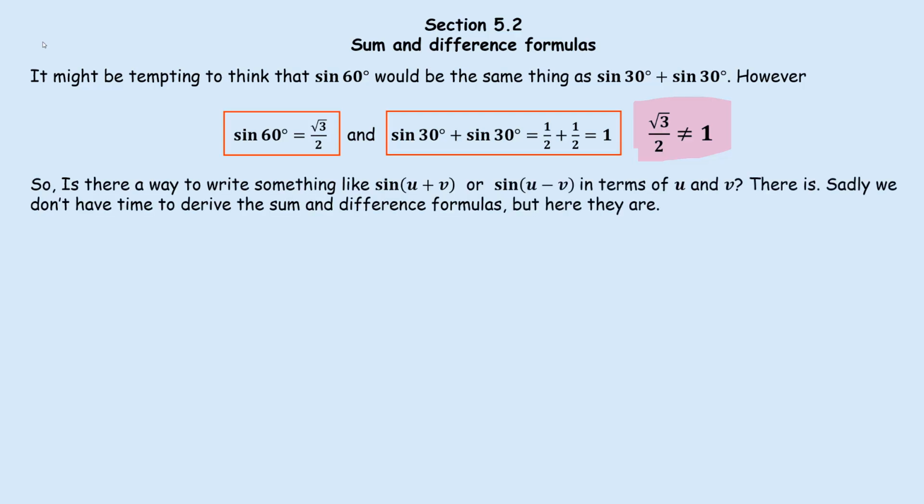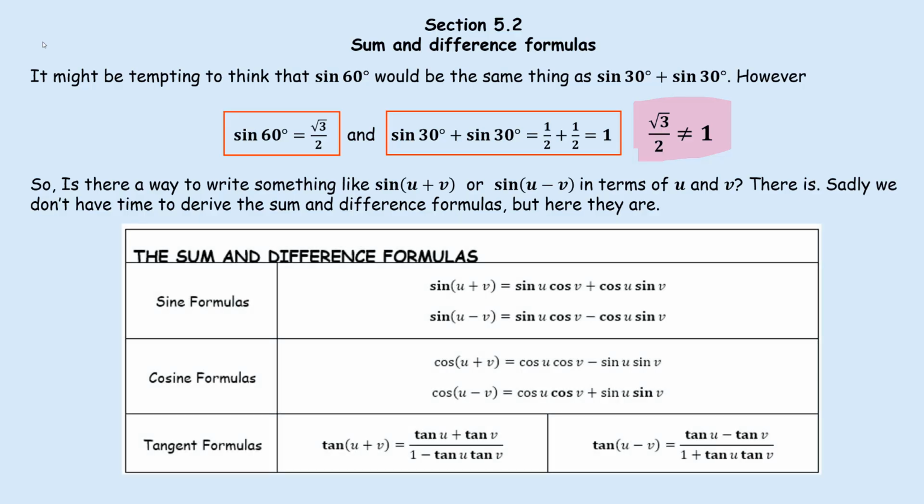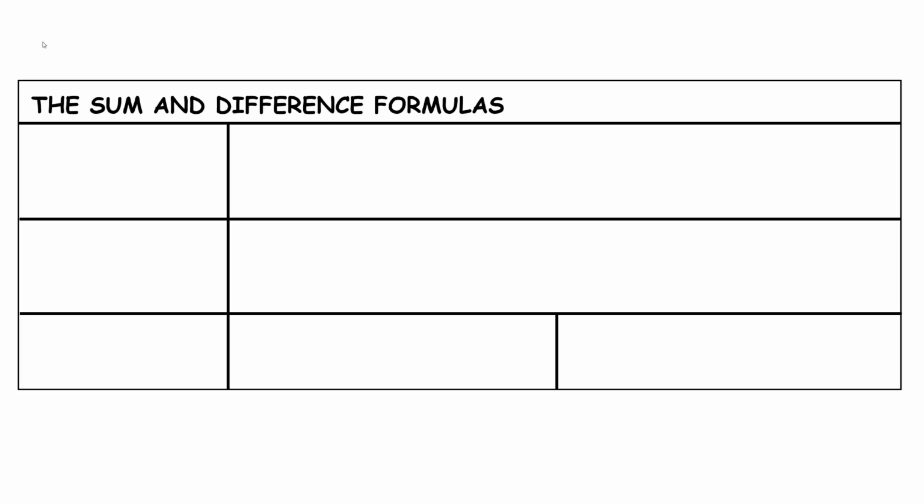Is there a way to write something like sine of u plus v or sine of u minus v in terms of u and v? And there is, and there's a way to derive it, but we're not going to do that. I'm just going to show you the sum and difference formulas for sine and cosine and tangent. So here we go. We're going to go through each one because we will have to memorize these.